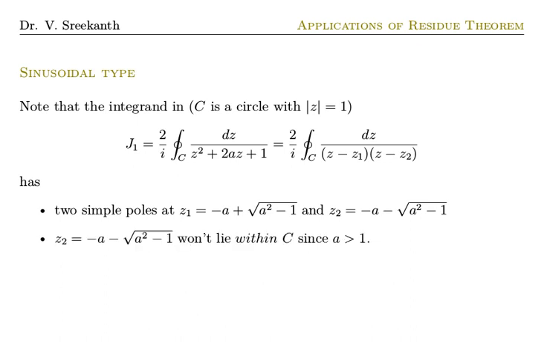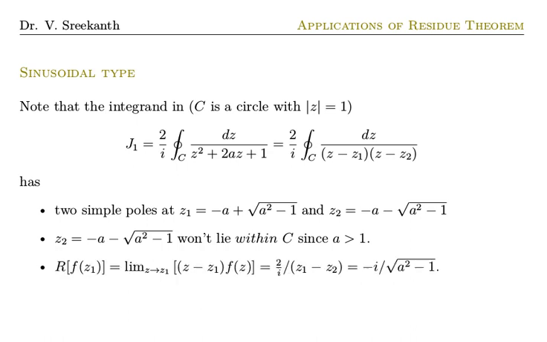Okay. So you can see that z2, which is minus a minus root of a square minus 1, won't lie within C, since a is greater than 1. You take any value of a greater than 1, and convince yourself that z2 will never lie within the mod z equal to 1 curve C. Then you can see that J1 has only one pole inside, which is z1, a simple pole, which is going to contribute to Cauchy's residue theorem.